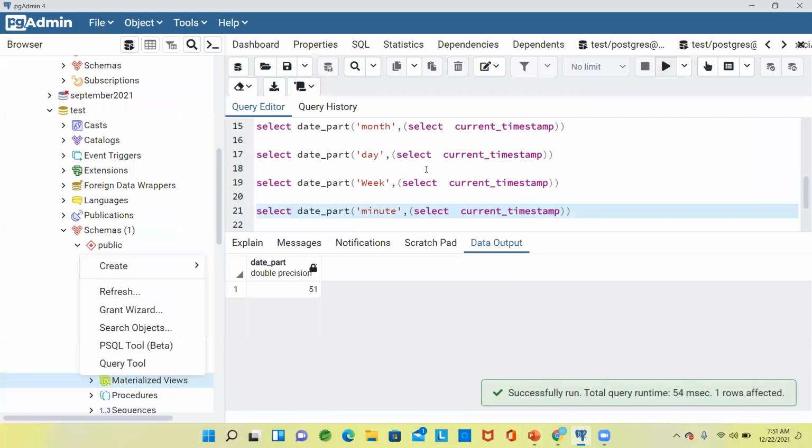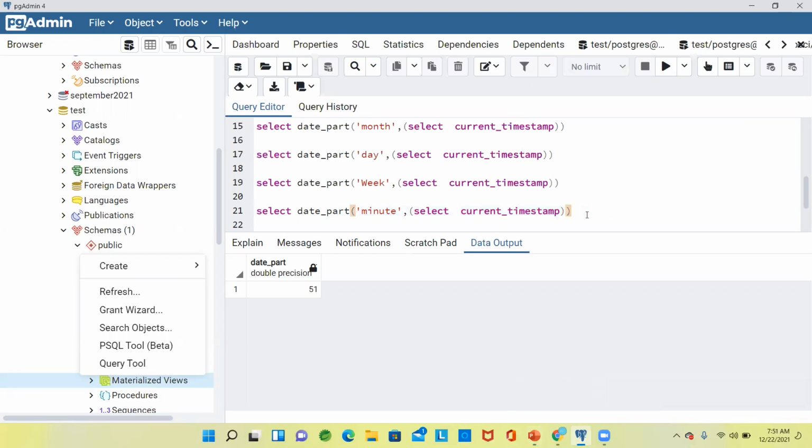Is it minute, minute? It's minute, right? Minor spelling in the point.